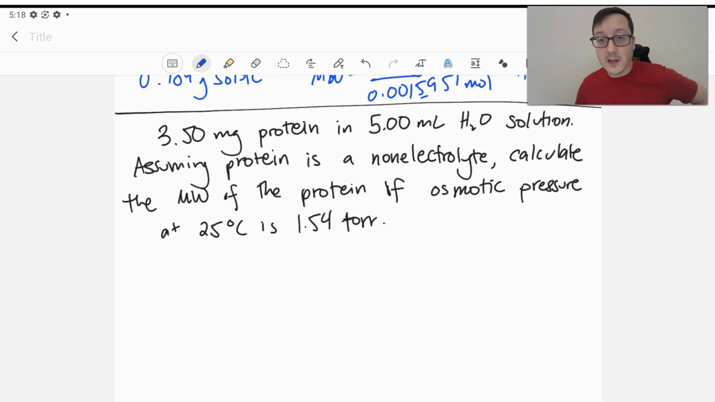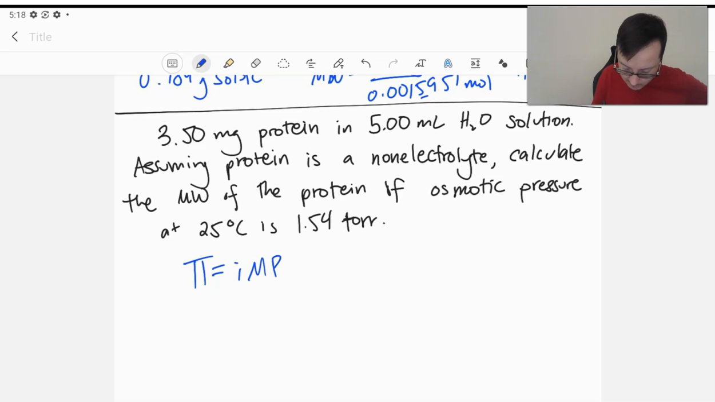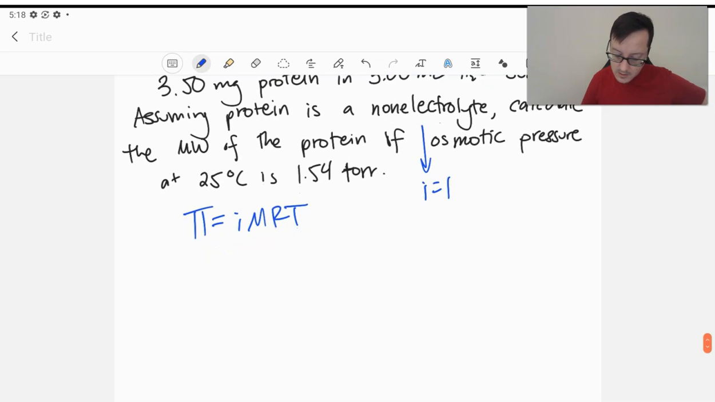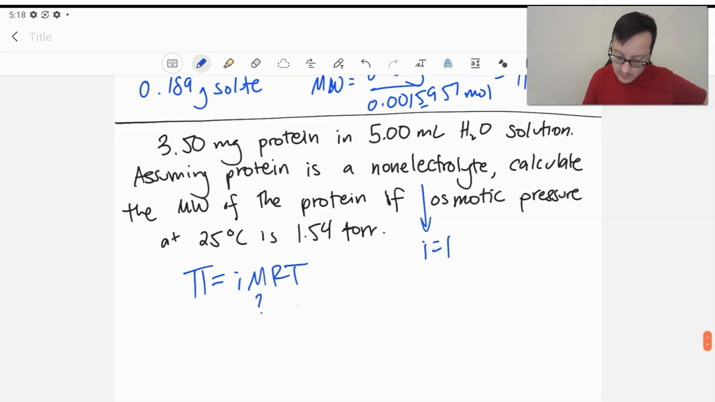Again, I would recommend pause the video, try and solve it, and then resume the video and see if you've done everything correctly. So let's take a look at our formula here. We know osmotic pressure is i times MRT. We have a non-electrolyte, which means i equals 1. Molar mass we don't know. R we do know, 0.08206, though that's atmospheres, so we're going to have to change our osmotic pressure into the right units. And we have a temperature as well. We just need to get that in the right units.